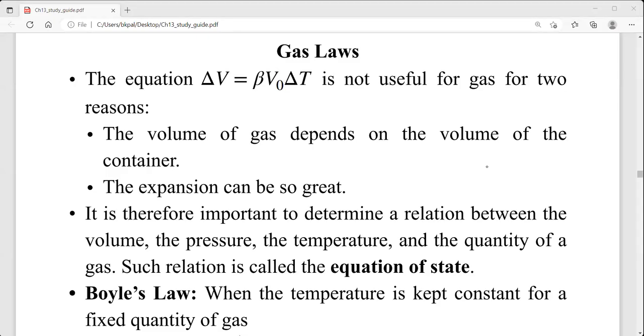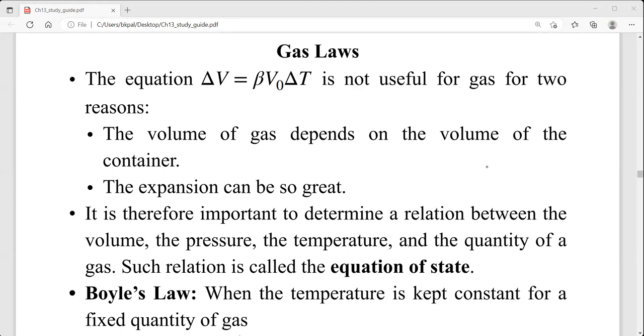All right. So this is the second part of lecture for chapter 13. Here you are going to learn about gas laws and the kinetic theory of gas. In the last lecture, you learned about how an object changes with the temperature, right?